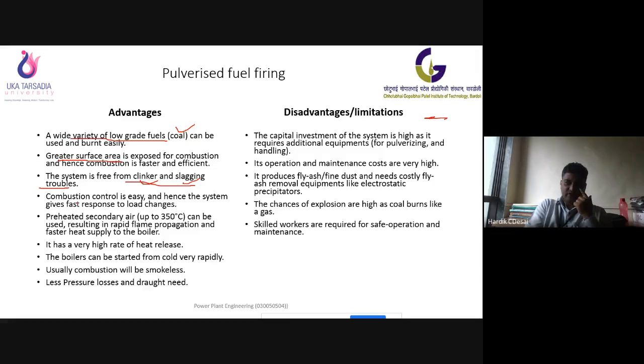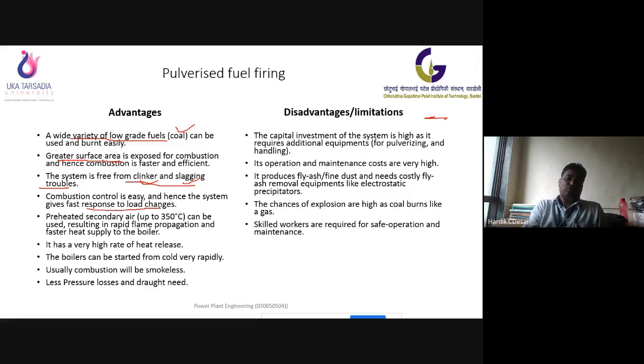Now, obviously, the control of combustion is very easy, and hence the system gives a fast response to load changes. As we have discussed, in the case of overfeed stokers, they are most suitable for a constant load carrying condition. For a constant load, the stokers are good. But if we have fluctuating load, steam generation rate, or electrical power, then we need this pulverized fuel firing system.